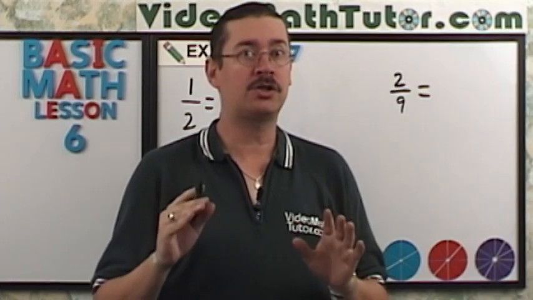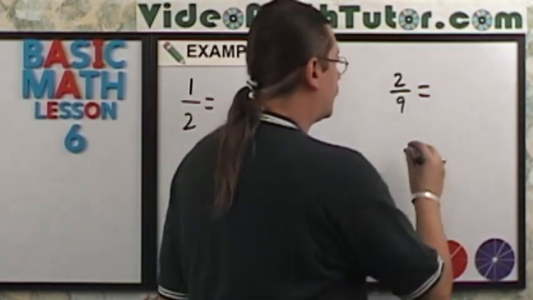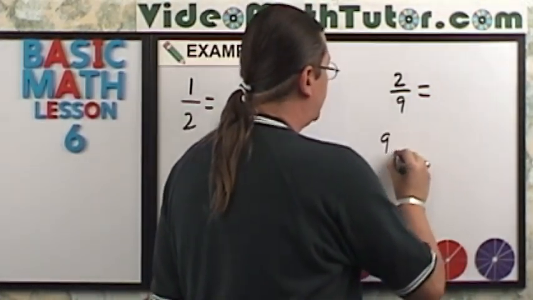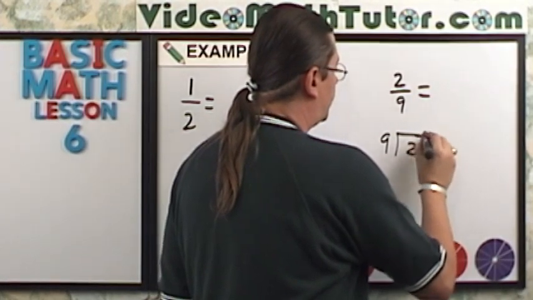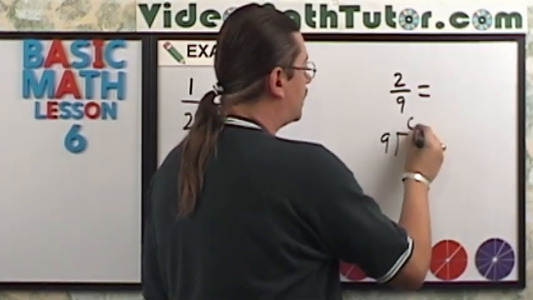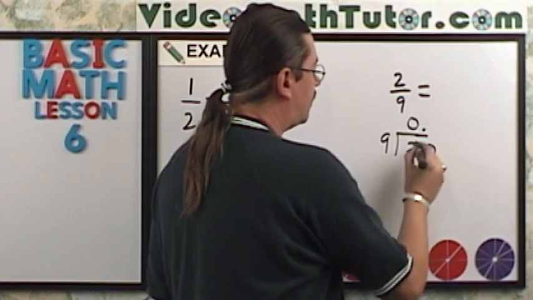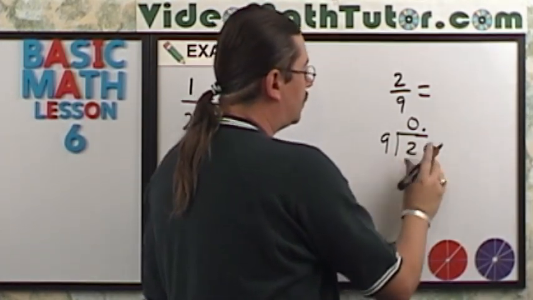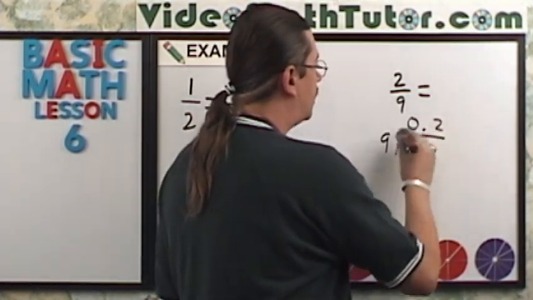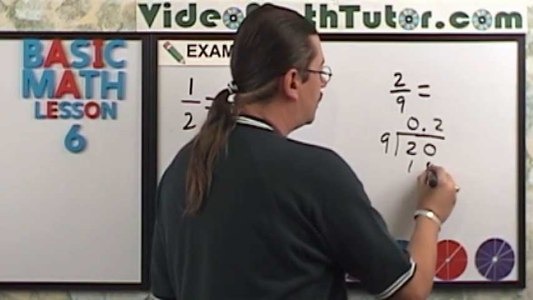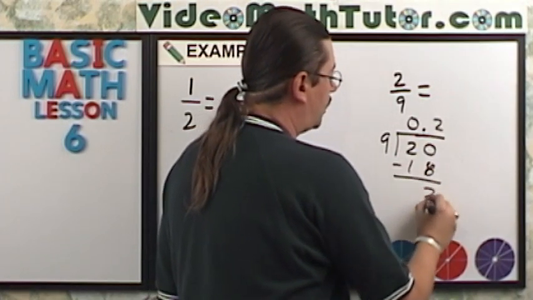So I'm actually going to show the long division. I'm going to put the 9 on the outside, and there's my 2. Well, 9 doesn't go into 2, so I'm going to say 0. Put a decimal point, tack on a 0. 9 goes into 20 2 times. 2 times 9 is 18, and I get a remainder of 2.